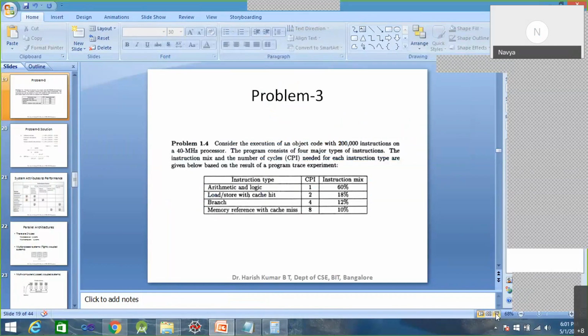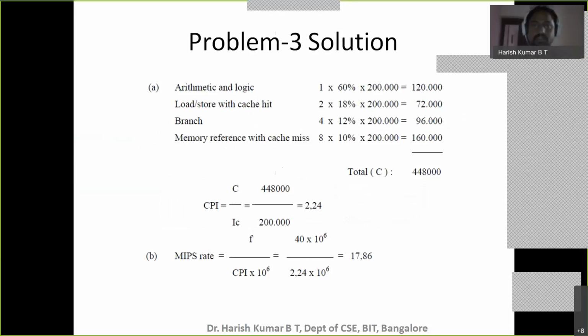I have the solution here. The same thing: 60% of 2 lakh is 1,20,000. 18% is 72,000, 12% is 96,000, 10% is this, and the total number of clock cycles is 4,48,000. Now CPI is C by IC, that is 4,48,000 by 2 lakh, so you got 2.24. Now the MIPS rating is 17.86, and the total time we computed just now is 11.2 milliseconds.